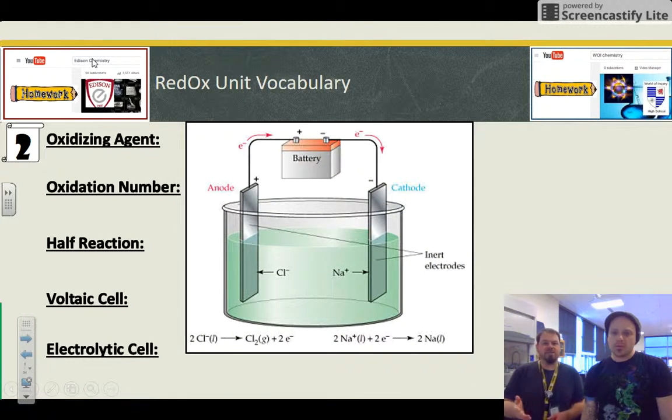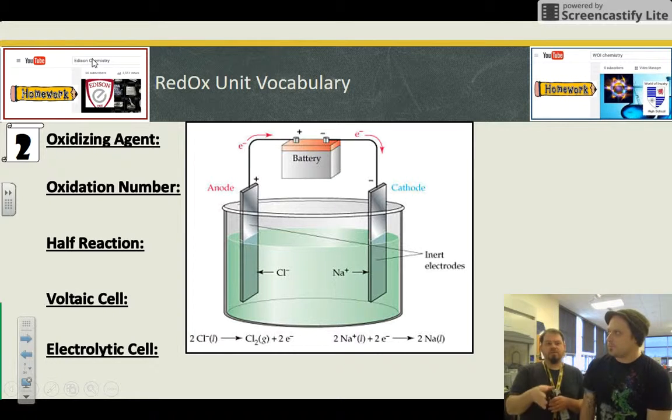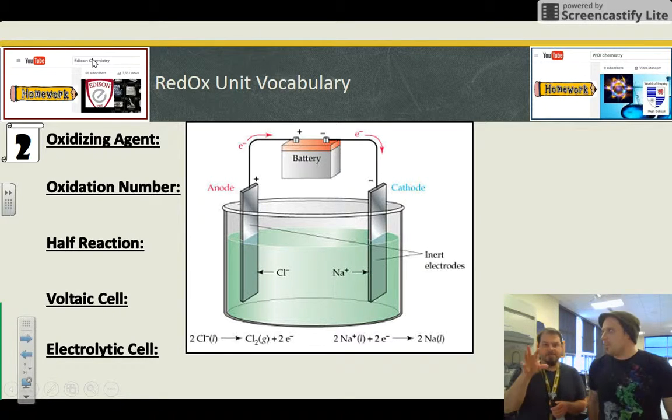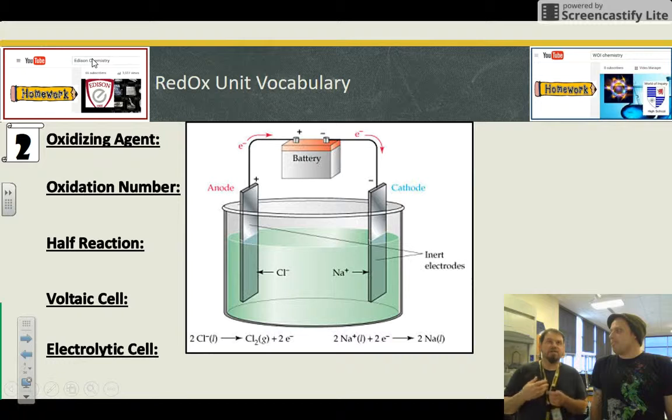So the opposite is one with a battery. So here's the key there. The electrolytic cell has a battery in it. This is non-spontaneous. It needs a power source to make it happen.